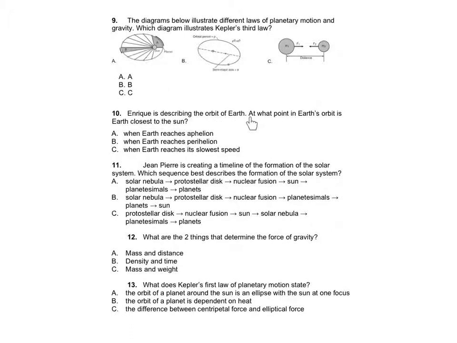Number 10. Enrique is describing the orbit of Earth. At what point in Earth's orbit is the Earth closest to the Sun? A, when the Earth reaches aphelion. B, when Earth reaches perihelion. C, when Earth reaches its slowest speed.